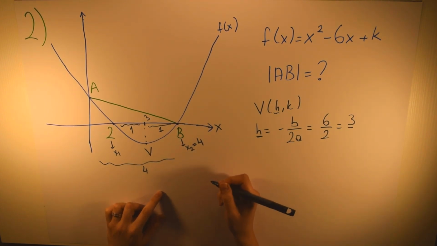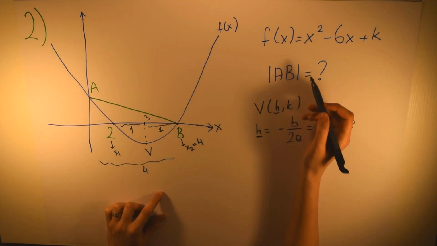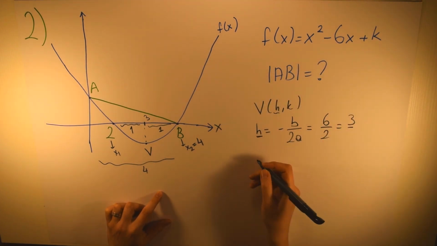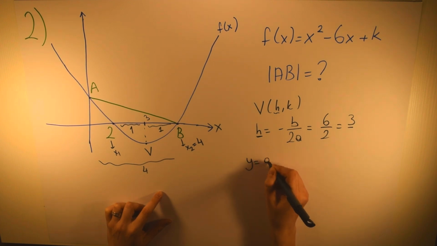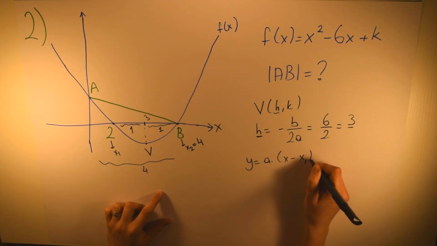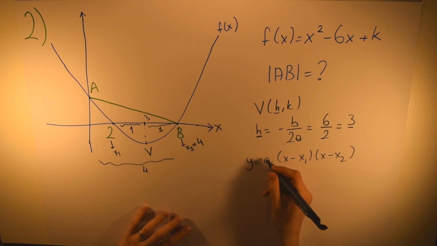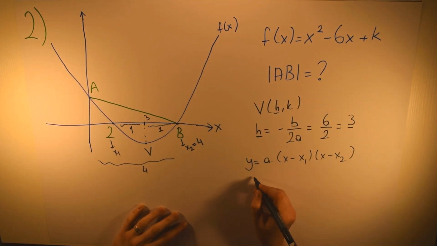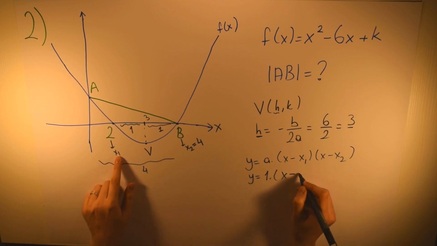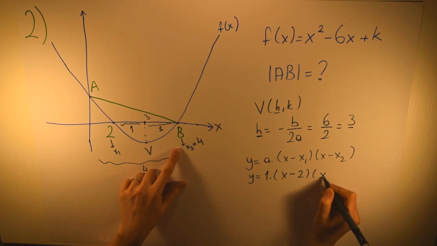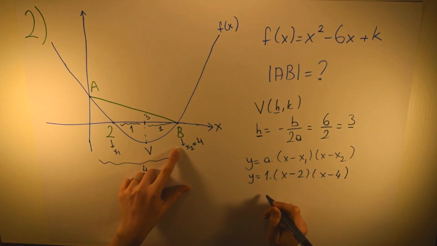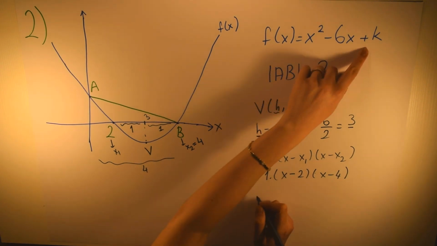After that, what was the other way of writing the formula for our quadratic equation? It was y = a(x - x1)(x - x2), right? We know our value of a from here, it's equal to 1. So I can write this as 1 times (x - 2) times (x - 4). Why? Because when I put 0 instead of x here, I will be able to find the value of y, which is equal to our value of k.